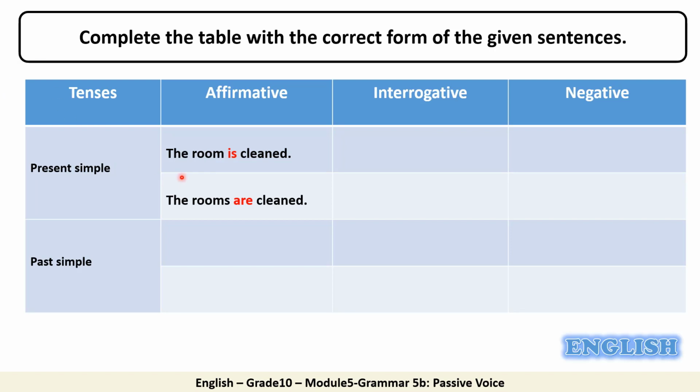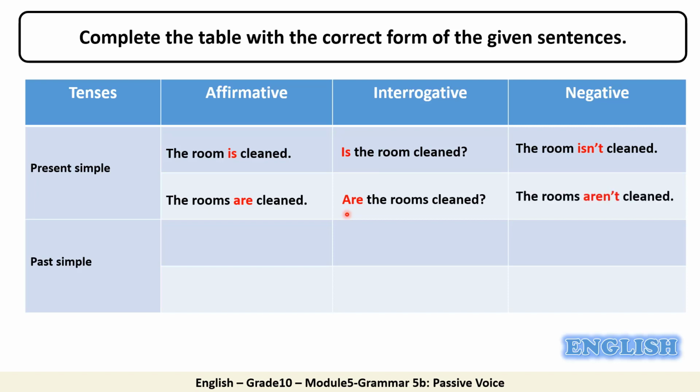Time to share answers. So in the affirmative form, the room is cleaned. In the interrogative, is the room cleaned? Excellent. Notice that we made an inversion. We brought the verb to be before the subject to ask a question. In the negative form, the room isn't cleaned. Also notice that we added not to the verb to be to negate the sentence. In the plural form, the rooms are cleaned. Are the rooms cleaned? Same changes, the verb to be before the subject. The rooms aren't cleaned. Excellent.